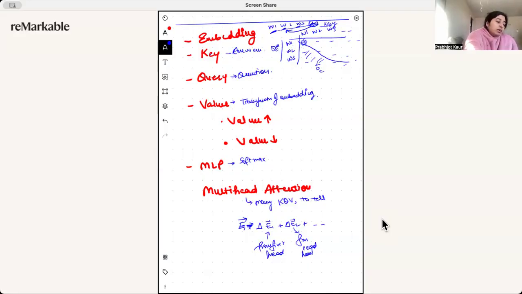So once we have key and query, and we know how things are going on, then the value matrix comes in. The value matrix is in the embedding space, meaning it's a large matrix which can be decomposed into two low rank matrices. So what this does is it brings the embedding down into a low rank space, and then it transforms over there.